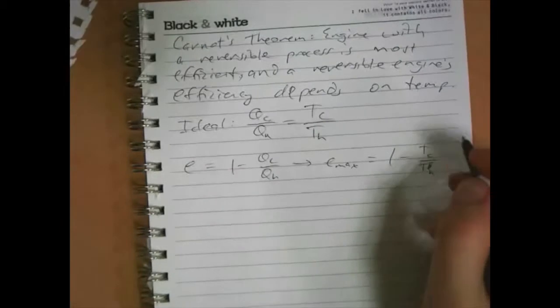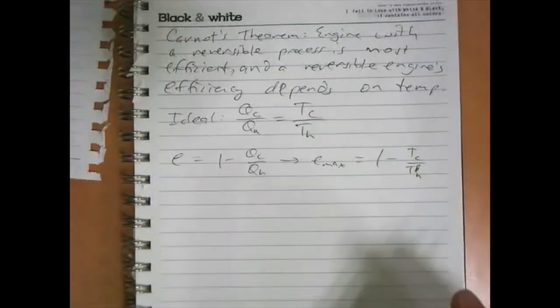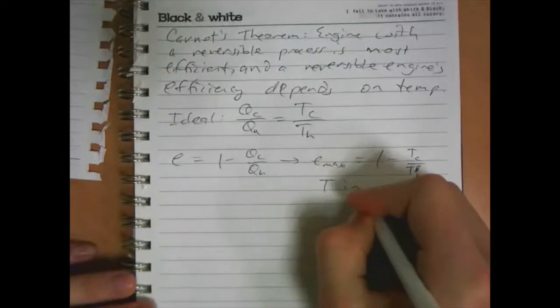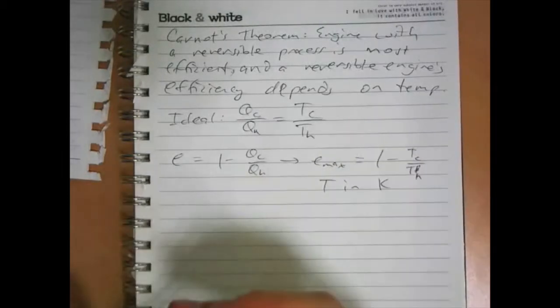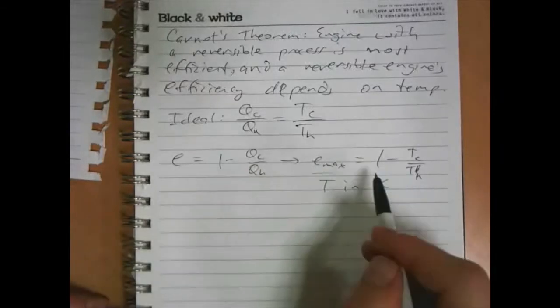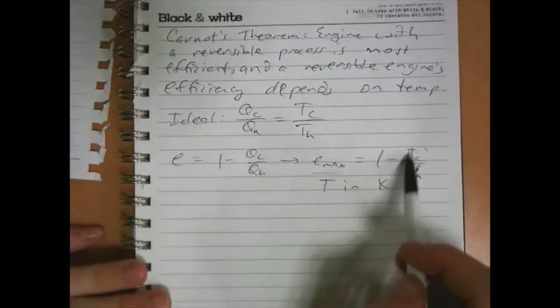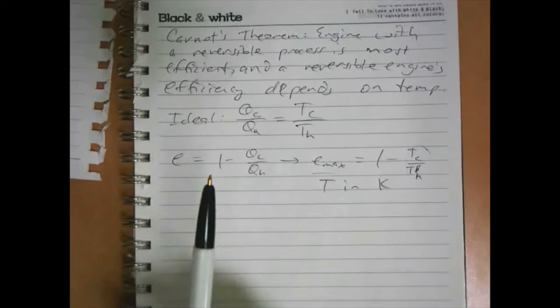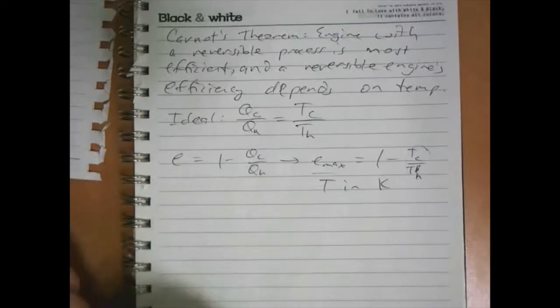Okay? I suppose in theory if you could create 0 Kelvin, then that would be true. These temperatures are in Kelvin. But the efficiency of the engine, even in the ideal case, is limited by the ratio of the temperatures of the hot and cold reservoirs.